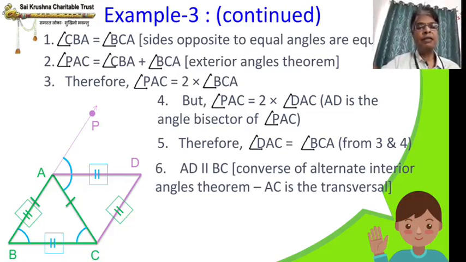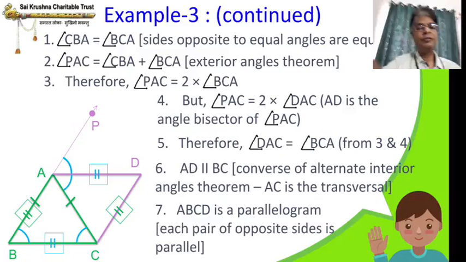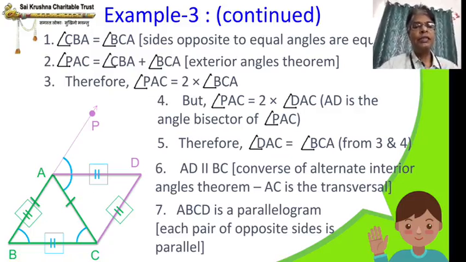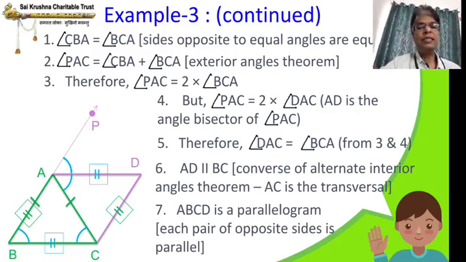In the 6th step I have written AD parallel to BC and AB parallel to DC. AD parallel to BC we have proved now, but AB parallel to DC is already given in the question. So the next step is: ABCD is a parallelogram because each pair of opposite sides is parallel. That is one of the theorems we have proved. So BC is parallel to AD and AB is parallel to CD. Both the pairs are parallel, because of this the quadrilateral ABCD becomes a parallelogram.